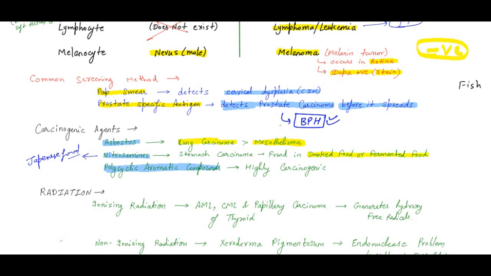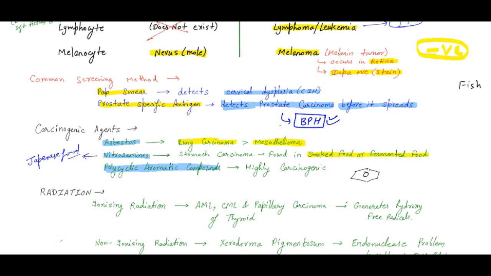Next, polycyclic aromatic compounds. What does polycyclic aromatic compound mean? It means you have more benzene rings. So if you have more cycles of benzene rings or aromatic compound, it will be a highly carcinogenic agent. If we have two or three, which will be more highly carcinogenic? Three aromatic rings will be highly carcinogenic.